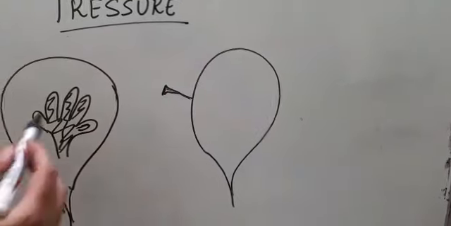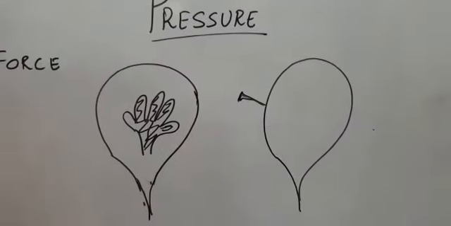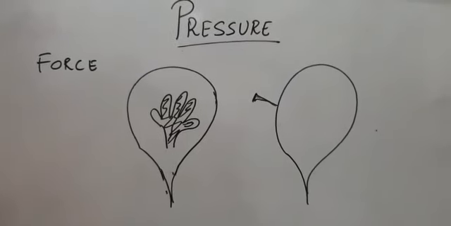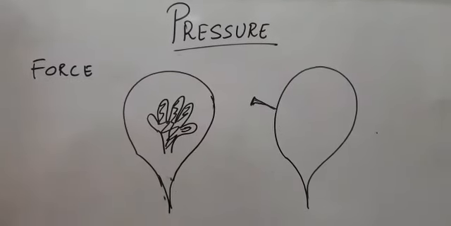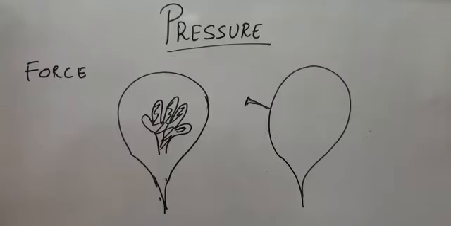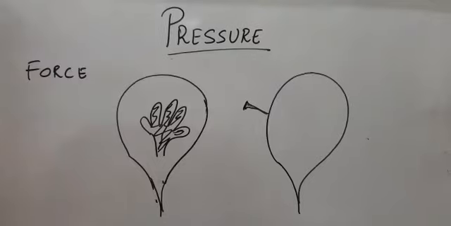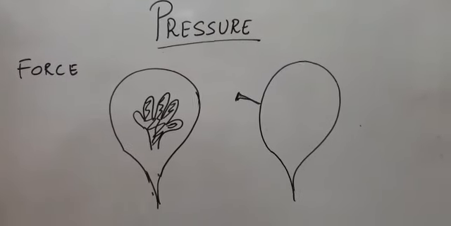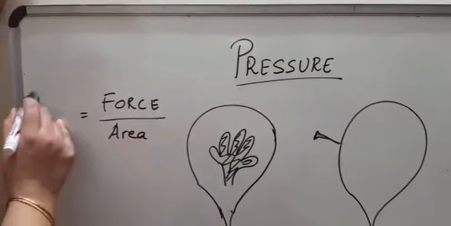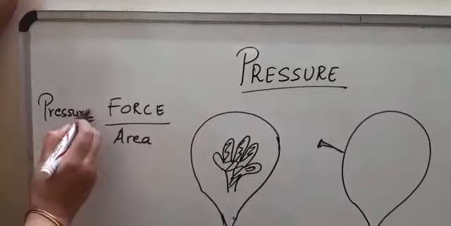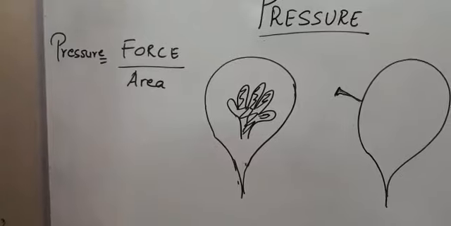So in the first case the area on the balloon is large, and in the second case the area is small. So in the first case I have to apply a large force, and in the second case I need to apply a very small force. This shows that the effect of force depends on how much area we apply the force on. This effect of force when applied on some area is known as pressure. We have given it a new name, pressure.